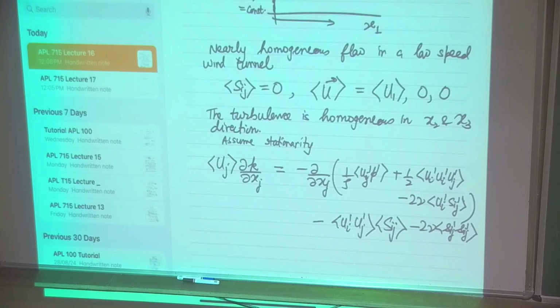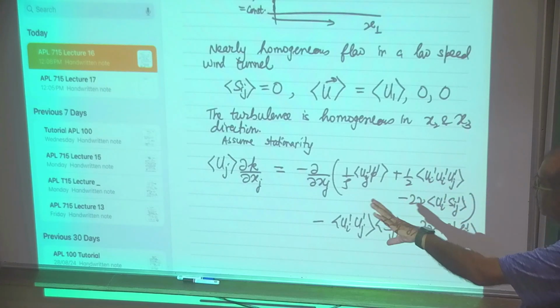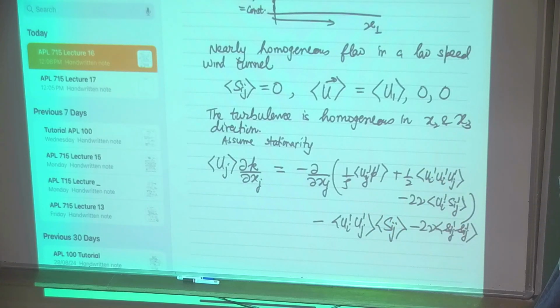dx1 will change to that. Okay. Yeah. This is for turbulent kinetic energy, assuming stationary flow. But it will change for mean kinetic energy. For mean kinetic energy, it will change. Which kinetic energy? Mean kinetic energy.